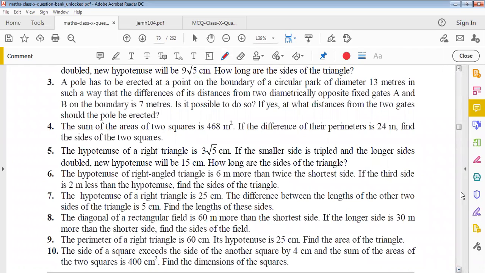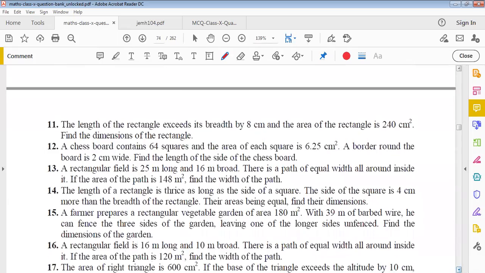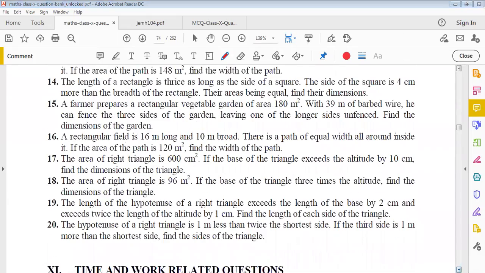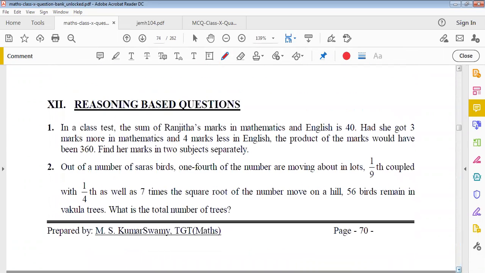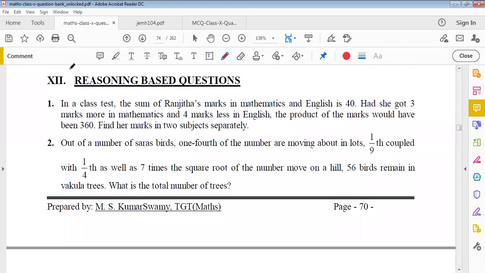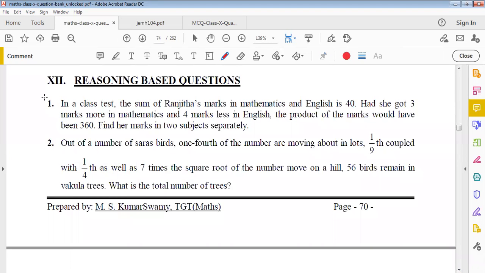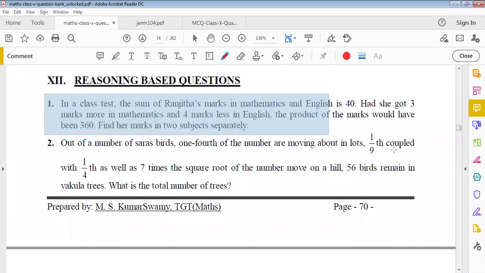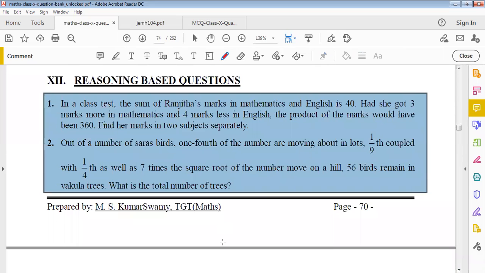Okay, next question we will take. Here's a question. Wait. Diamond work also we have done. Reasoning based. Right, I'll take this one. At least 2 questions, different ones. At least one.